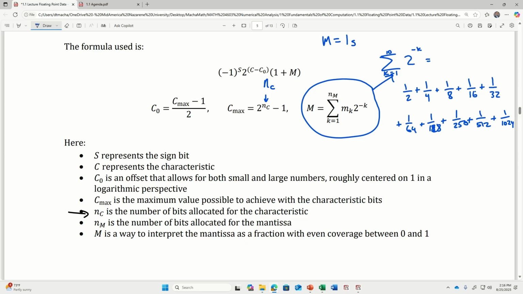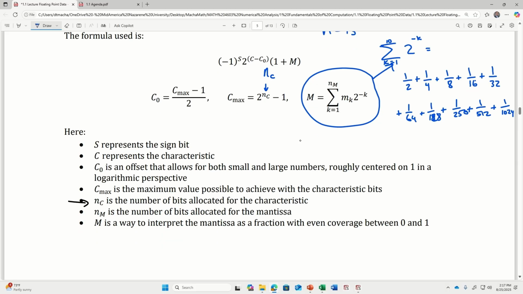How far am I away from the number 1? Well, I'm only 1 out of 1,024 away from reaching the number 1. So this must be 1,023 over 1,024. That makes sense? So for my mantissa, I've got the number 1,023 over 1,024.